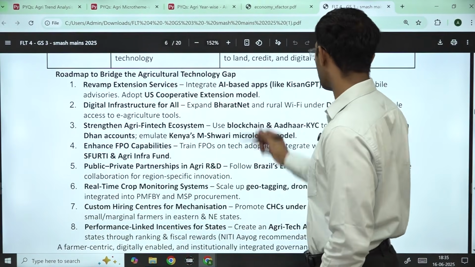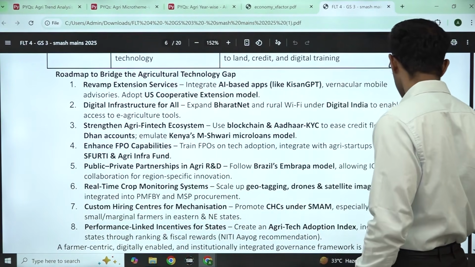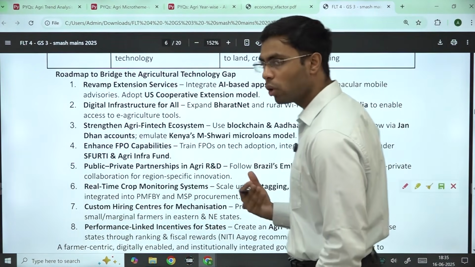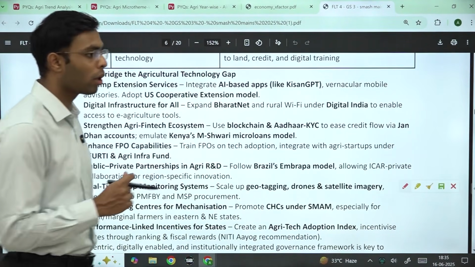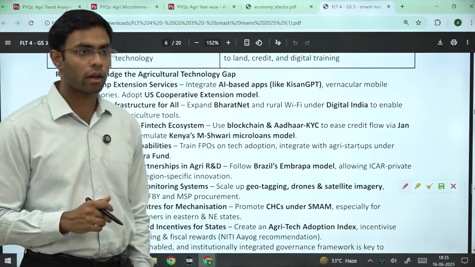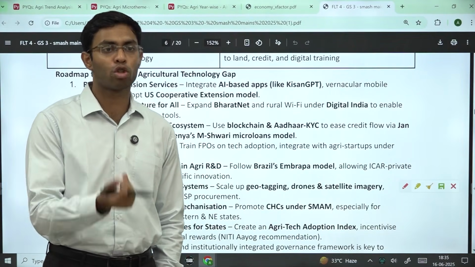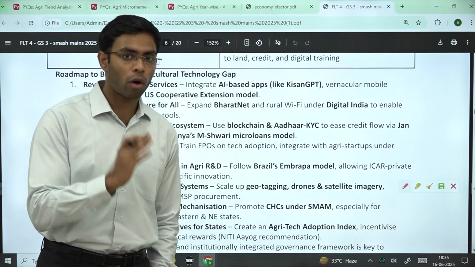So a lot of nice technological points. Since it's a question on technology in agriculture, make sure that you give technological aspects primarily. Don't start talking about direct benefit transfer and schemes and fertilizers should be better. Nothing like that. It's on technology.